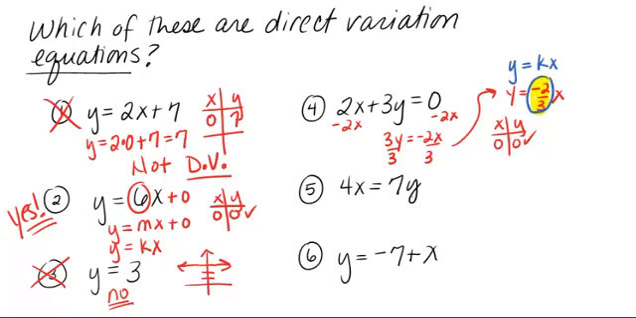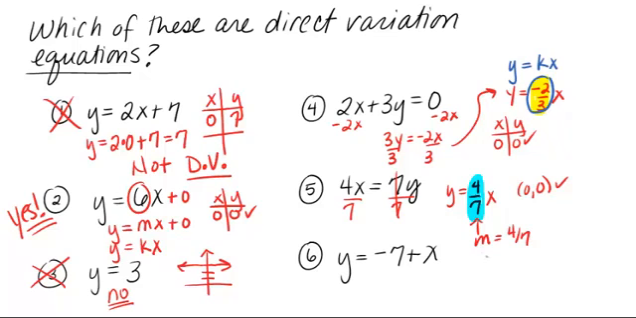For number 5, this one's very similar to number 4. We have to get the y by itself, so we need to divide both sides by 7. When you do that, you get y equals 4/7 x. And by now you're thinking, okay, I kind of get what's going on here. I have the constant of variation right here. It's 4/7. So for this one, this is direct variation. Also, if you plug in 0 for x, y would be 0. So you have the point 0, 0 on your graph, and your constant of variation, or your slope, is 4/7.